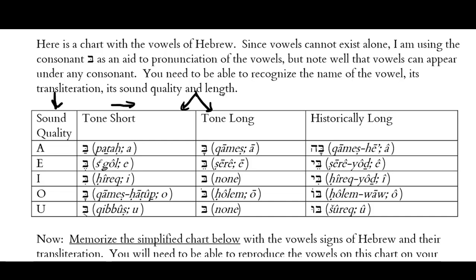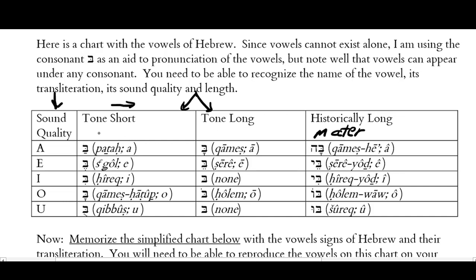Now here, in Hebrew, it's going to be hard for us to distinguish sometimes between some of these vowel sounds. So we'll do our best, but don't be discouraged if sometimes it's a little bit difficult to tell the difference between, say, this A vowel and that A vowel, or between this A vowel and the historically long one. These first two columns, though, are dealing with tone. Historically long means that there is a mater involved in the vowel pointing.